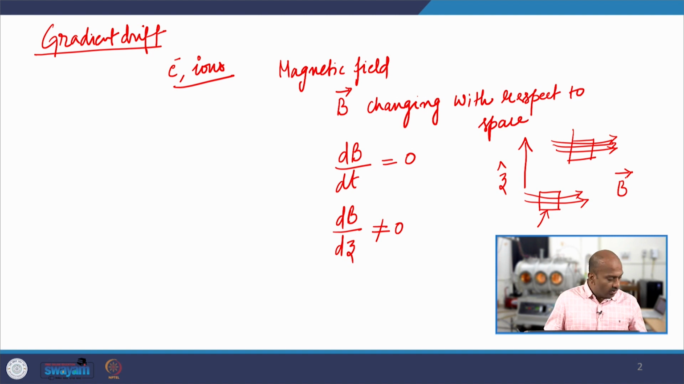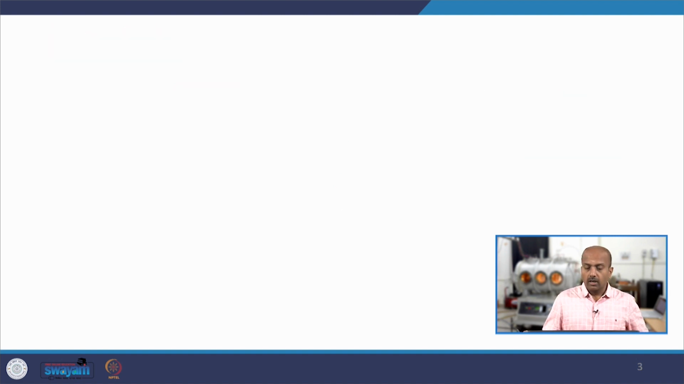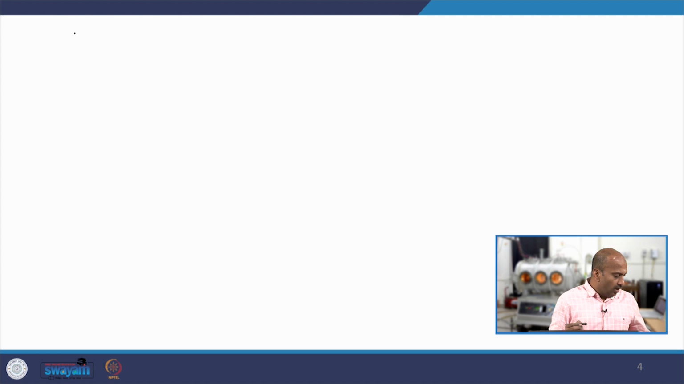So, our motivation in studying this is to be able to derive an expression for the trajectory of a particle, or an expression for the generalized drift, in a situation when the magnetic field is changing with respect to space. For this we now invoke that the magnetic field is no longer homogeneous, it is inhomogeneous. So, the situation is inhomogeneity.